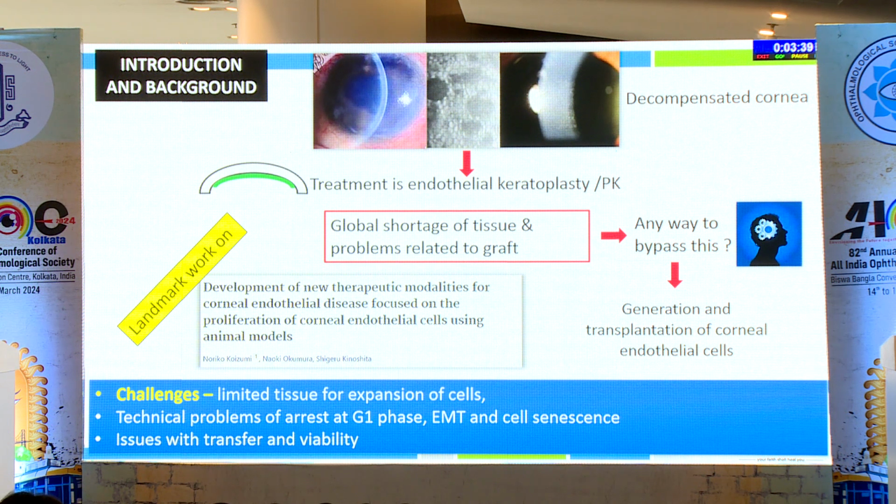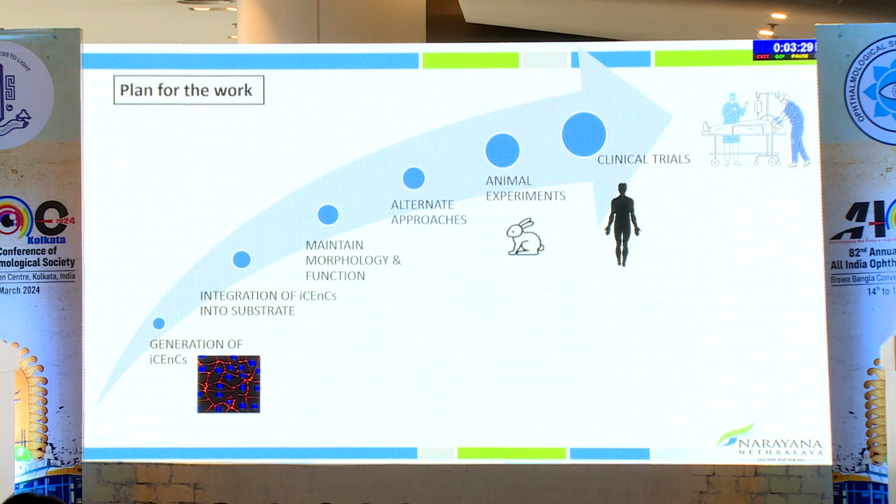And because they are originally corneal endothelium, it tends to go into fibrosis much more, which is the endothelial mesenchymal transition, and the cells die out much easier. Also, there's a problem with transfer and viability.